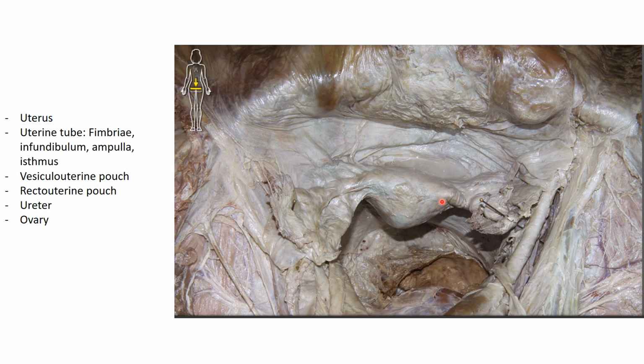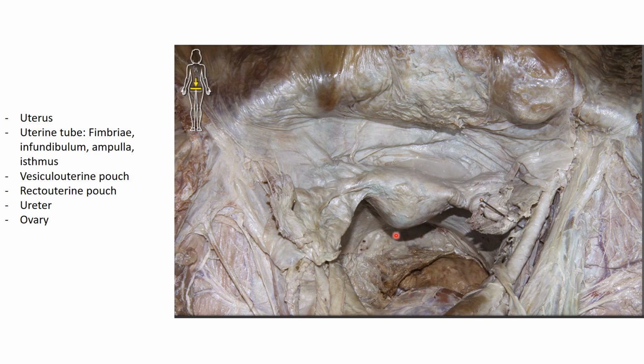The other thing I want to point out is there are pouches you're going to need to know. The pouch between the pelvis and the uterus is the vesico-uterine pouch, because remember, the bladder is up here as well. Then between the uterus and the rectum is the recto-uterine pouch. Keep that in mind in females, that you have two different pouches.